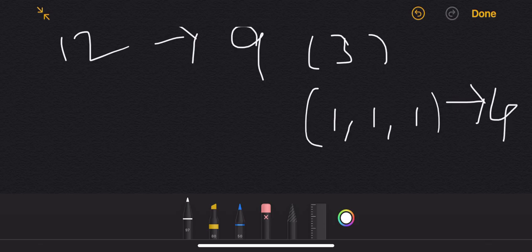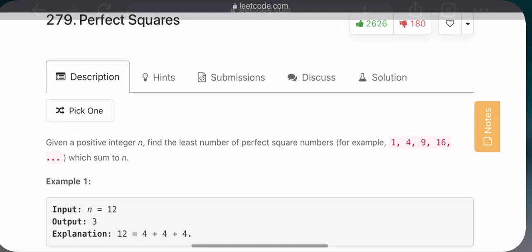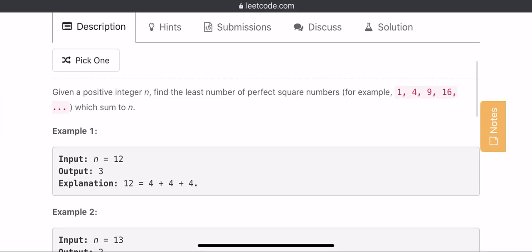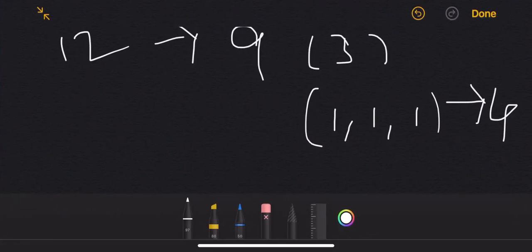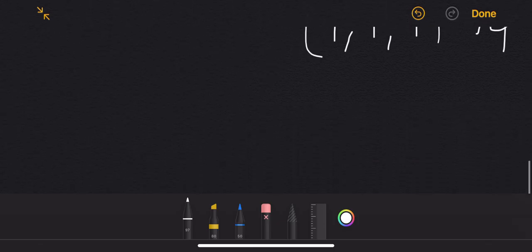But let's see the test case that they have given. For 12, the answer is 3 because they are splitting into 4, 4, 4, but our greedy solution is giving 4, I mean 9 plus 1 plus 1 plus 1. Their solution has three numbers, and ours splits into 4 numbers, so the greedy solution is not going to work. So what now? It's clear that we cannot proceed with this solution, right?